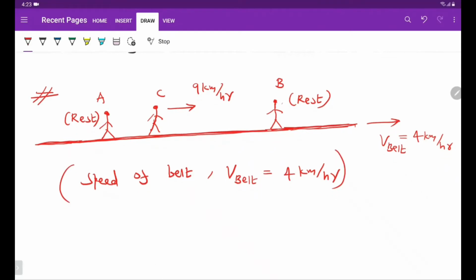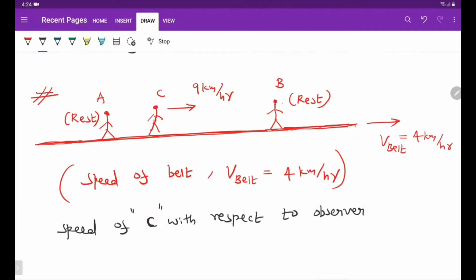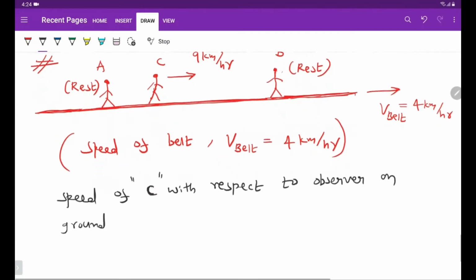So what is the speed of person C with respect to an observer on the ground? That is our first question. I want the speed of C with respect to the ground, the observer on the ground. Suppose there is an observer watching them. So this observer is on the ground. So what is the speed of C with respect to the ground observer?